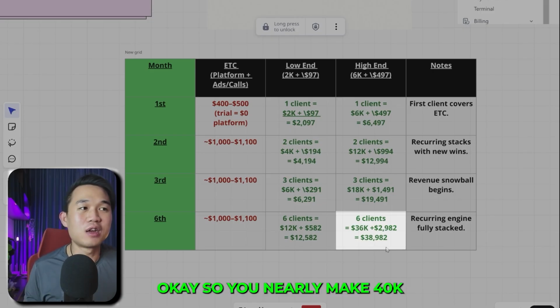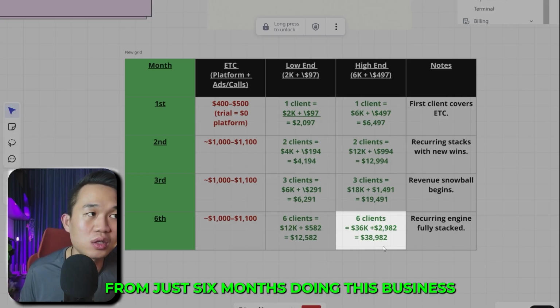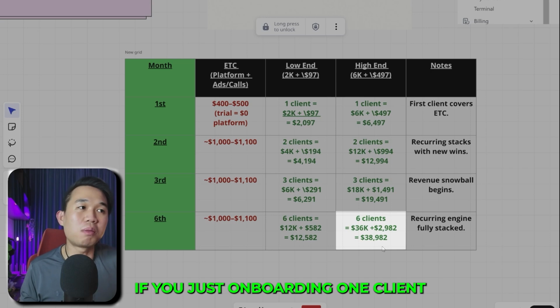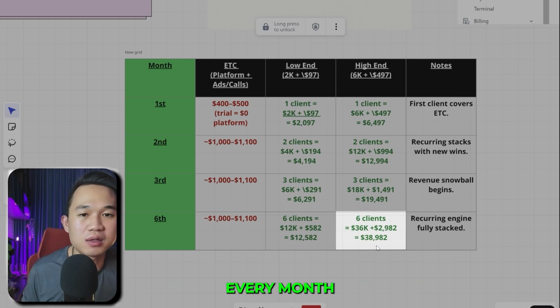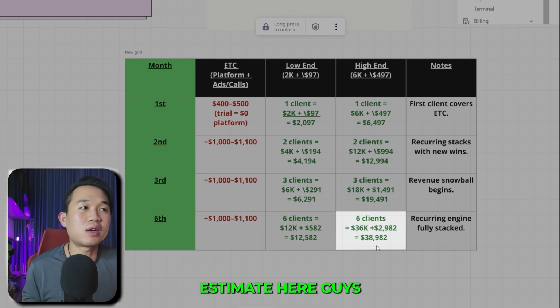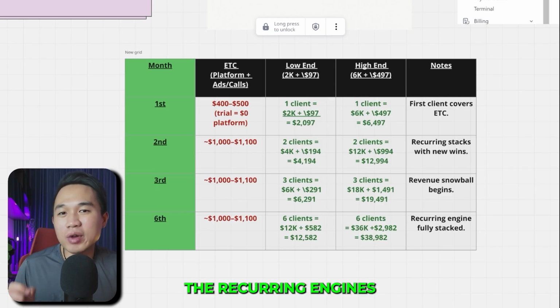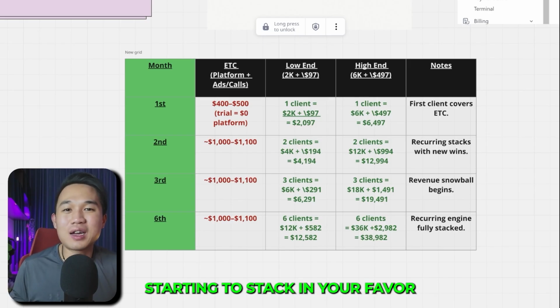$38,982. Okay, so you nearly make 40K from just 6 months doing this business if you just onboard 1 client every month. Right? Very, very conservative estimate here, guys. So this is where you're starting to see the recurring engines starting to stack in your favor.